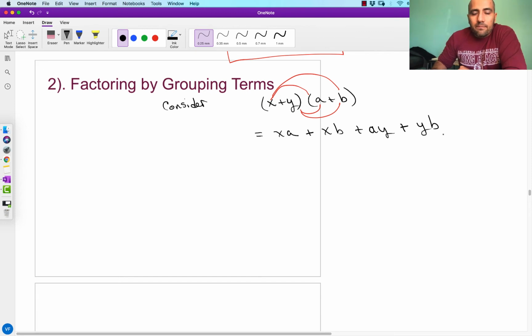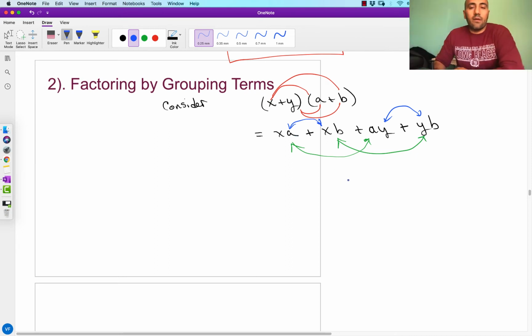plus yb. Okay, so now if we're asked to factor this, to go in reverse, our first thought is, is there a common factor to all the terms? And there isn't. There isn't a single variable common to all four terms. The first two terms have an x in common, and the last two terms have a y in common. These two terms have an a in common, and these two terms have a b in common, right? So there's a lot of commonalities all over the place, but there isn't a single letter that's common to all four. So we can't use the technique of step number one, factor out a common factor, but we can use factor by grouping.